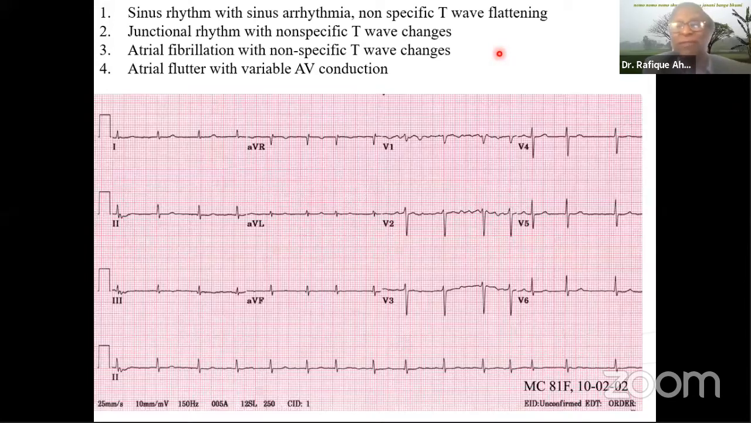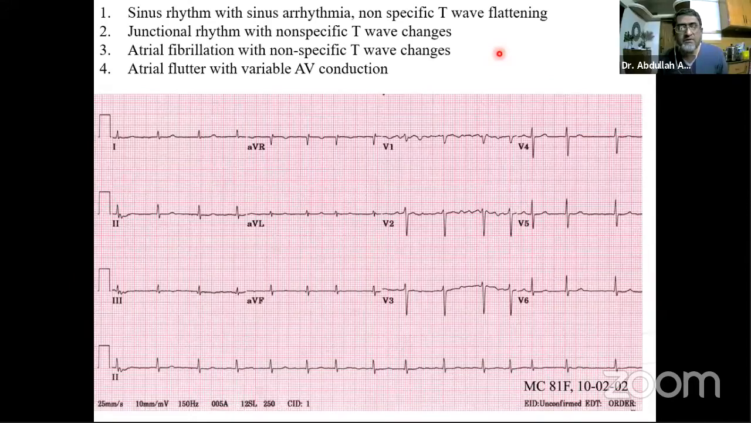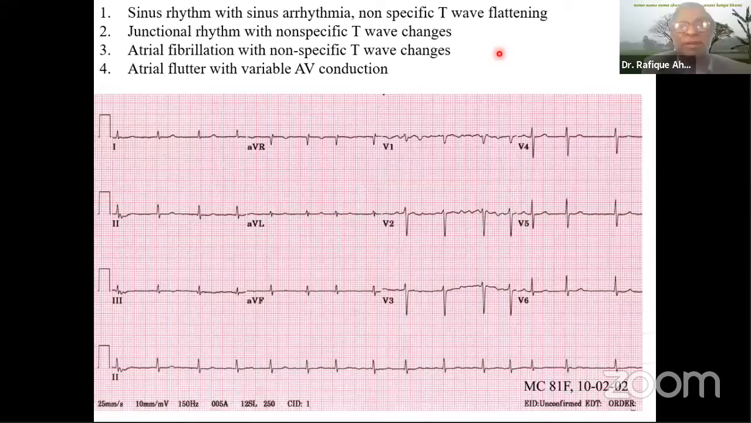So we have everything. Atahar or Jamil? Jamil? This is atrial fibrillation with some nonspecific Q wave changes. Yeah. So, there was one answer of sinus rhythm with sinus arrhythmia. The reason I put it in was there is a little bit of a pattern there. It almost looks like sinus arrhythmia, but it's not. It's an extremely irregular RR interval. And there is no P wave. You can imagine that maybe there is a P wave somewhere, but they are not P waves.